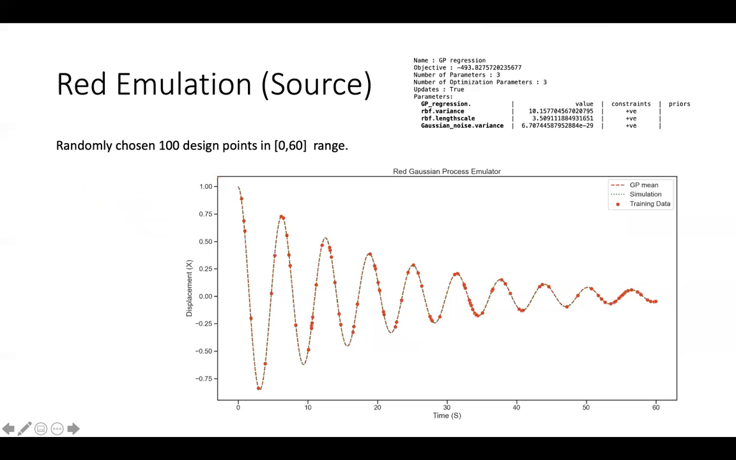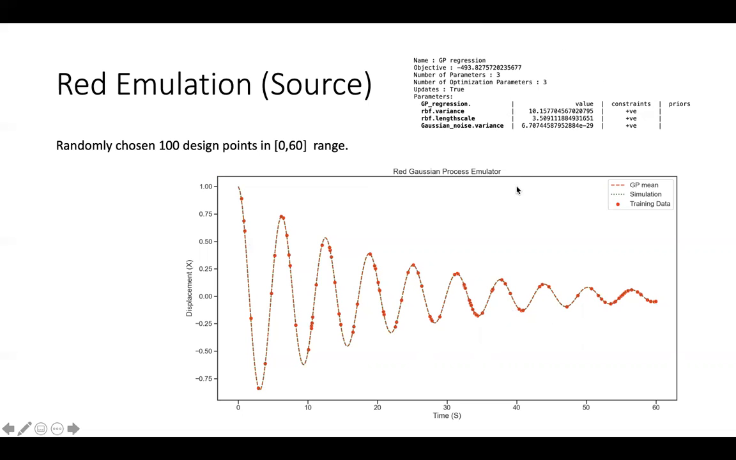Before we talk about the transfer learning emulation, let's look at the red emulator, which we take for granted. To build the red emulator, we use 100 design points in the range from 0 to 60 seconds, randomly chosen. You can see these training points as red dots. We also show in this plot the mean prediction of our trained GP and the true simulation, but you cannot distinguish the two because they overlap with each other. So we have a very good emulator.